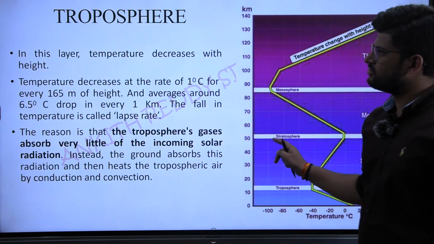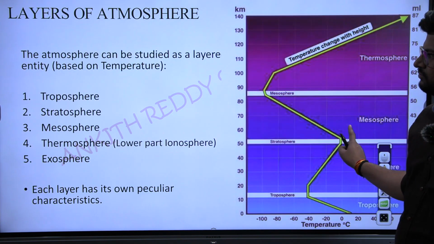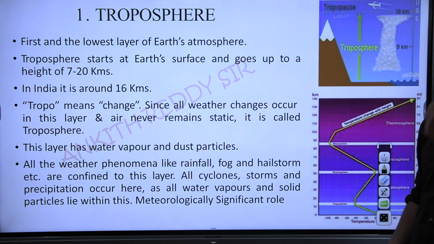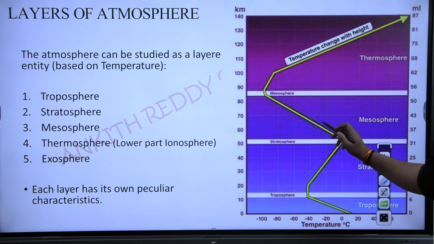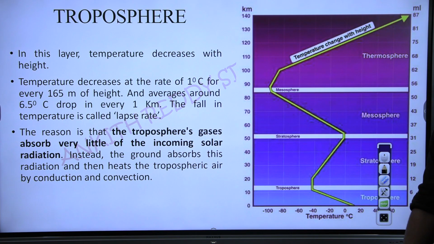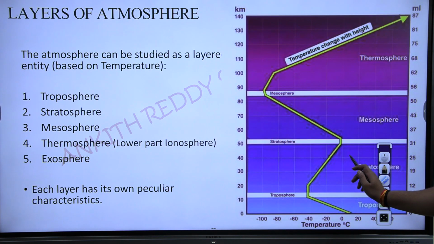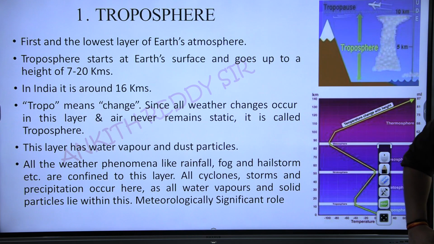So what happens in the troposphere? It is the first layer of the atmosphere. It is maximum at the equator and minimum at the poles. All the weather phenomena like rainfall, fog, hailstorm, etc. are confined to this layer. All the cyclones, storms, and precipitation take place in this layer. Tropo means change, because all the weather changes happen in this layer.